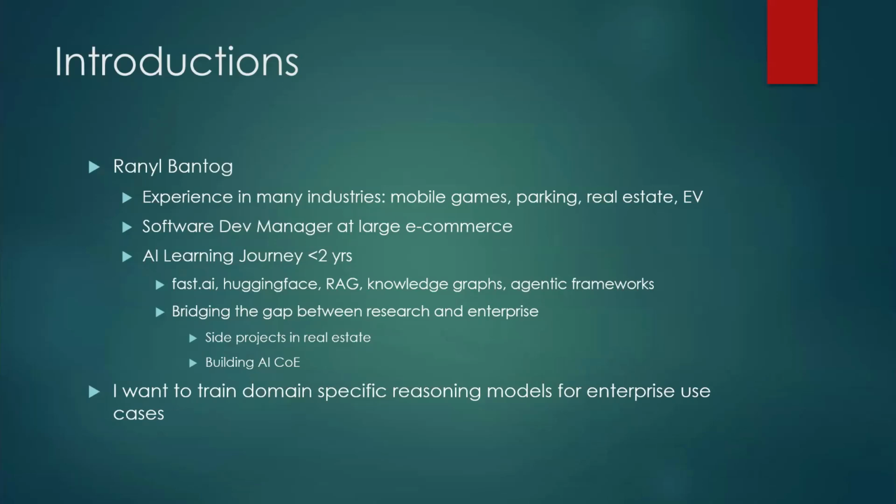My name's Ronell. I have experience in a lot of different industries, mobile games, parking, real estate, EV, and currently I'm a software dev manager at a billion-dollar e-commerce company. And my AI learning journey has been about 2 years. I started at Fast AI, did a bunch of Hugging Face stuff. I built some RAG, knowledge graphs, agentic frameworks. But ideally, probably my best accomplishment was I was able to get my son into university. So I think that was my main goal.